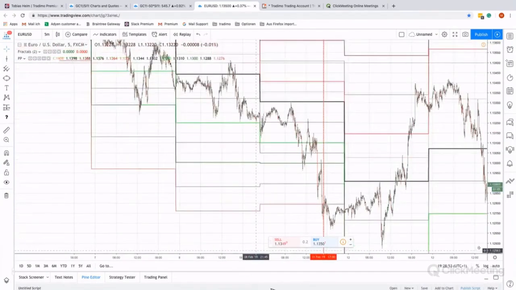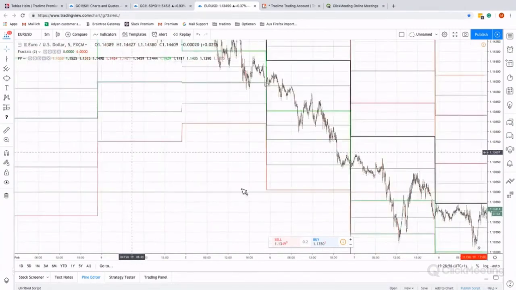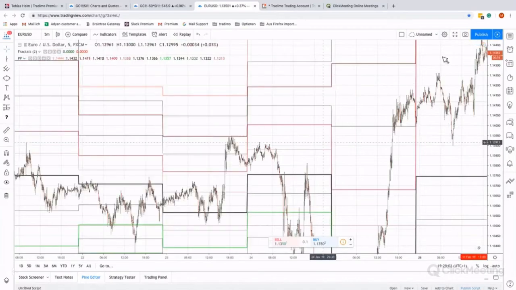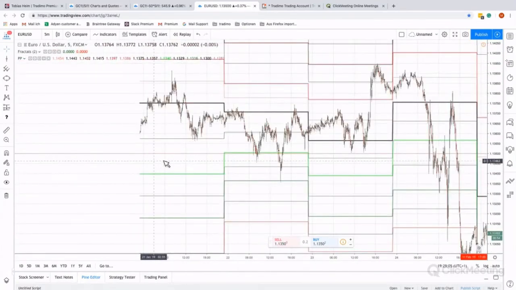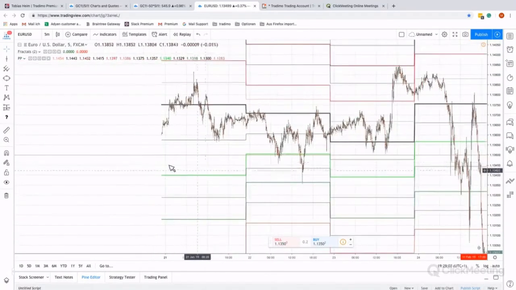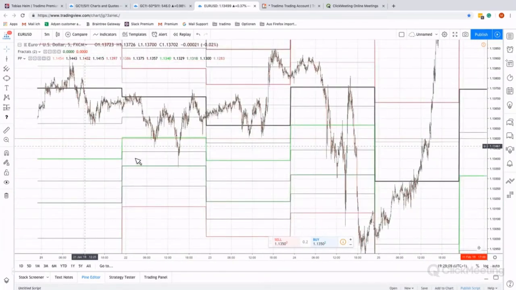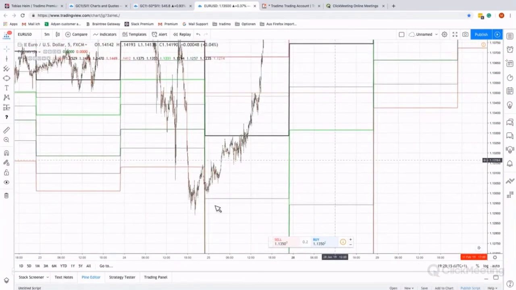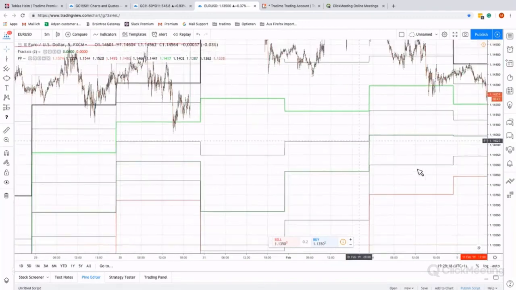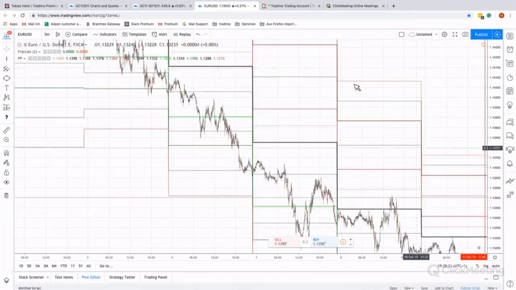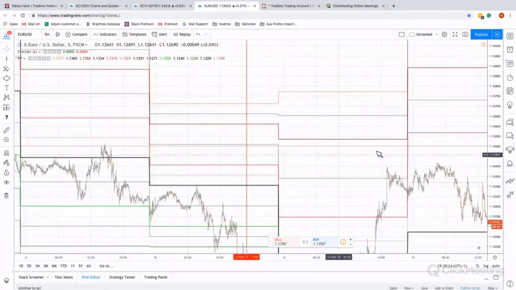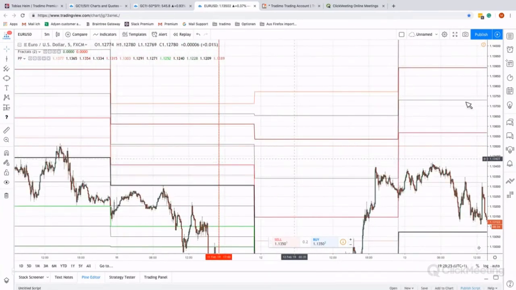It could take a while. Sorry for that, guys. Have I overlooked the vertical line? Cannot see the vertical line. Ah, here we are. Okay. It was hard to see that.